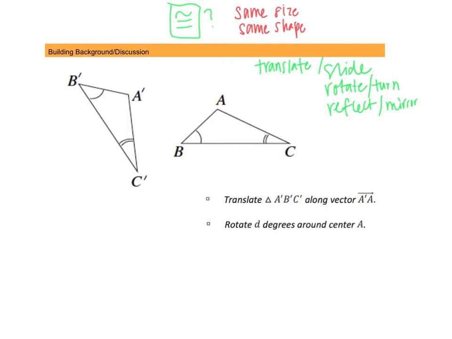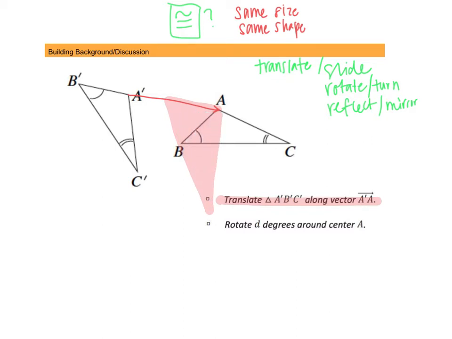All right, so I'm going to show you right now how we would do that with these two figures. We could prove A prime, B prime, C prime is congruent to ABC by first translating along vector A prime A. So it's saying go from A prime to A. So slide that down. And when you slide that down and those points match onto one another, it's going to look something like this. I'll draw it real quick. Okay, so this shape is going to be right here now.